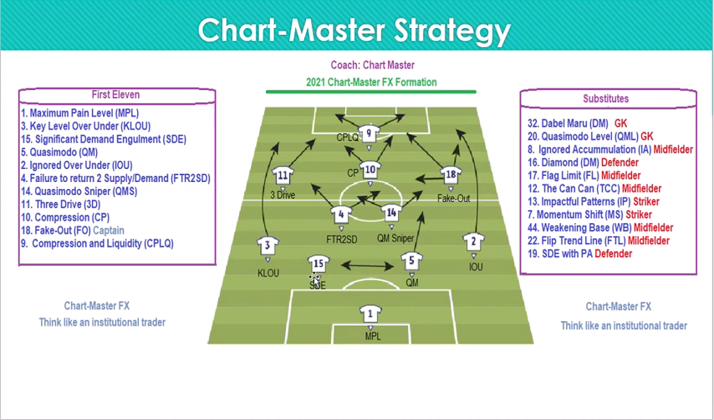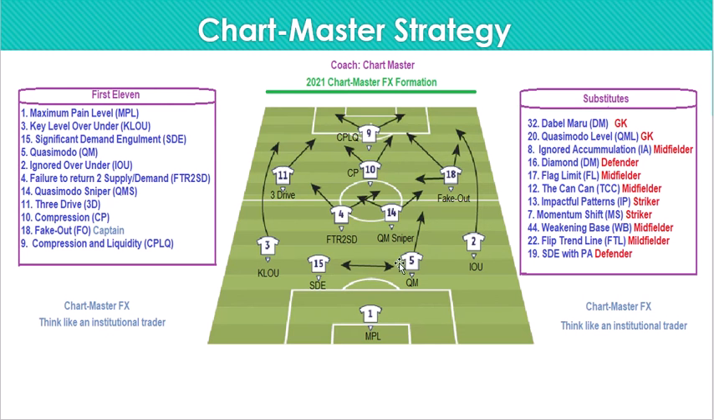So let's say we have the SDE here, then we have a 3 drive. Maybe the 3 drive goes and attacks and is the one who is about to score the goal. So you may wait for an impactful pattern. The impactful patterns are used in lower time frames. So they can be used in M30, in M15, in M5, in M1. In all those time frames, you can use the impactful patterns.